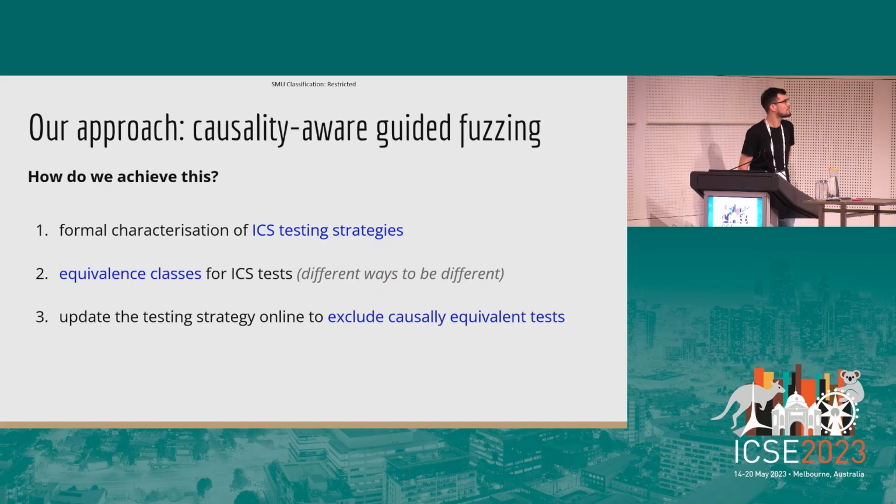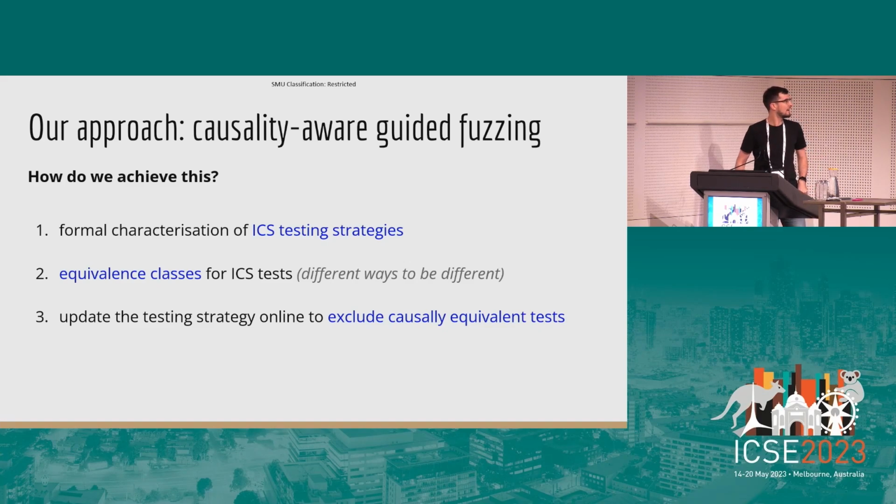The approach that we took to try and address this: we wanted to augment these existing guided fuzzers for these ICSs to become so-called causality aware. This is basically done in three broad steps. First of all, we have some kind of formal characterization of ICS testing strategies. Intuitively, you can think of these as labeled transition systems that are expressing or constraining the types of manipulations that different testers can generate.